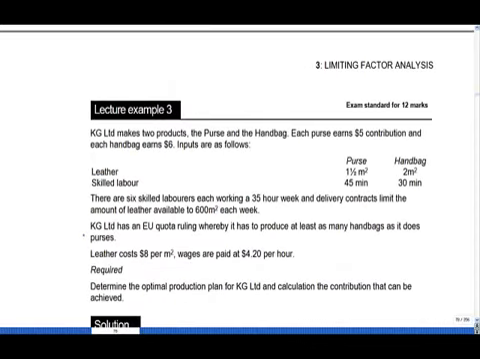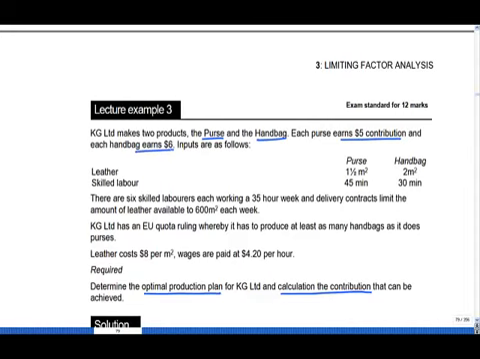Okay, so let's have a look at example 3. We've got to determine our optimal production plan and calculate the contribution that we can achieve. You can see here that we've got 2 products, purse and the handbag. Purse earns $5 contribution, the handbag earns $6.